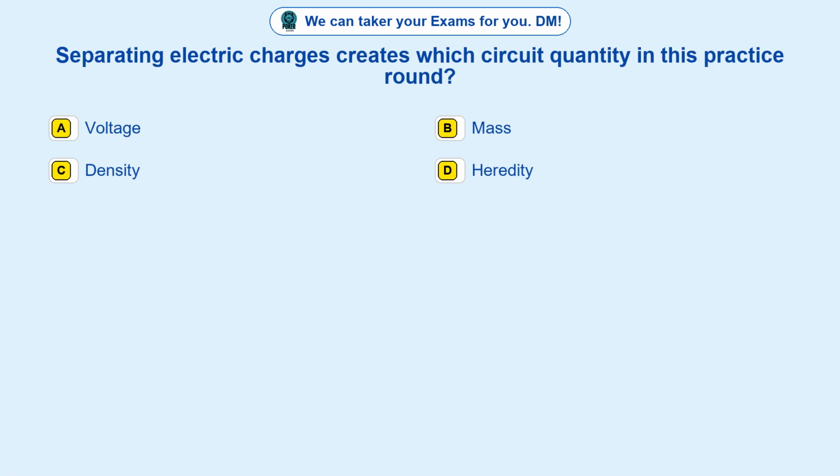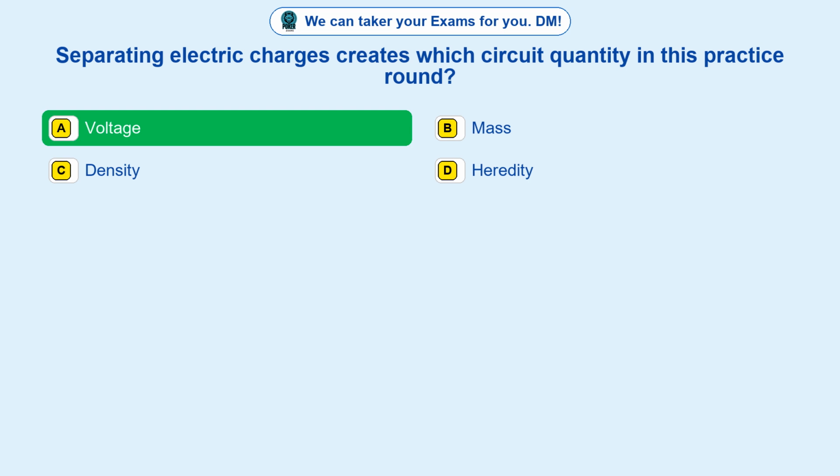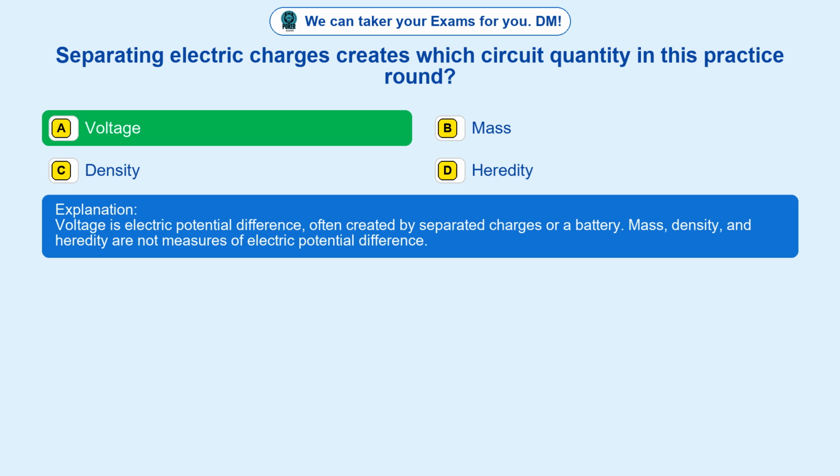Question 70. Separating electric charges creates which circuit quantity in this practice round? Option A, voltage. Option B, mass. Option C, density. Option D, heredity. The correct answer is option A. Voltage. Voltage is electric potential difference, often created by separated charges or a battery. Mass, density, and heredity are not measures of electric potential difference.